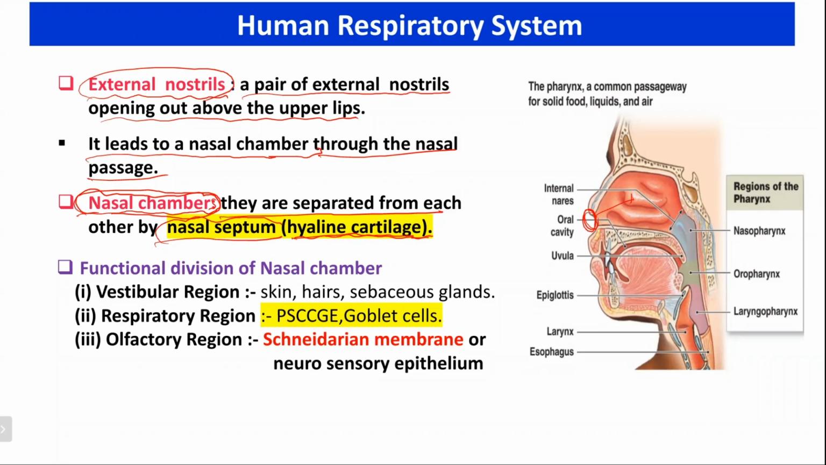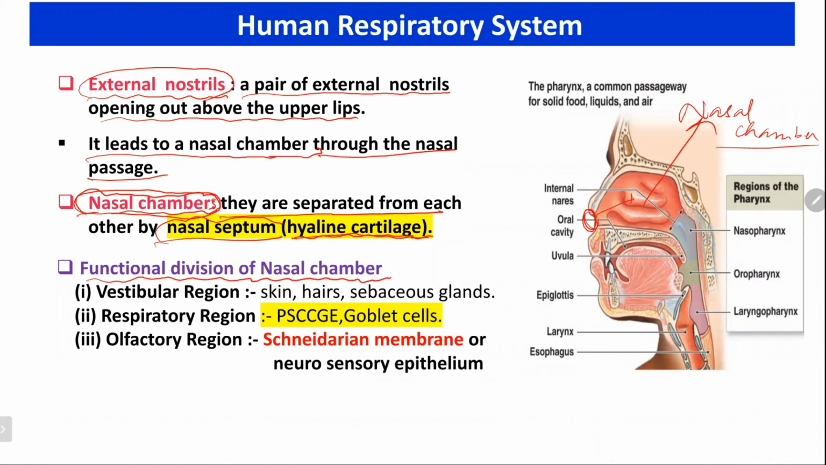Now something important I would like to share with you as far as this nasal chamber is concerned. This is the nasal chamber. This nasal chamber is functionally having some parts, dear students. So that is what I have mentioned: functional divisions of nasal chamber.